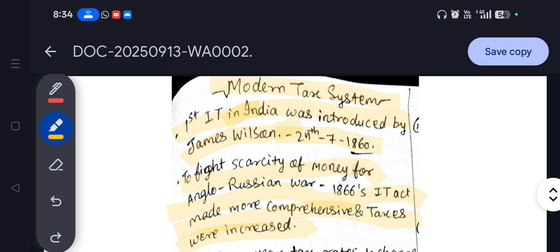So in 1860, income tax related policies were first framed in India by James Wilson, and as there was an Anglo-Russian War, the Britishers needed to fight, and there was a need for money also.